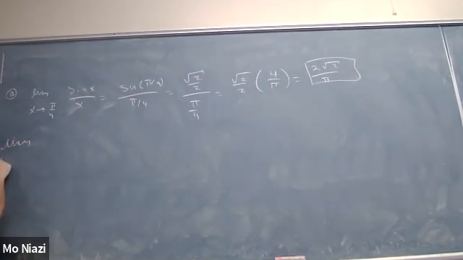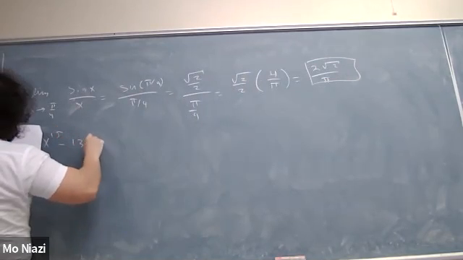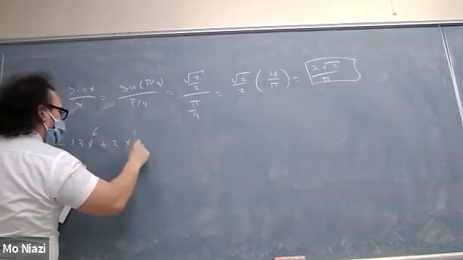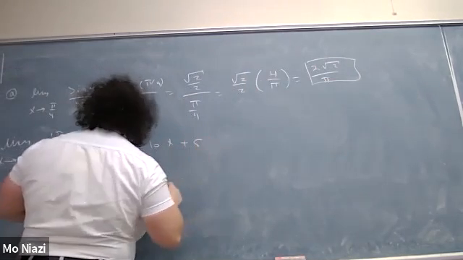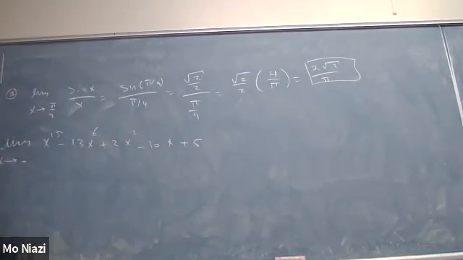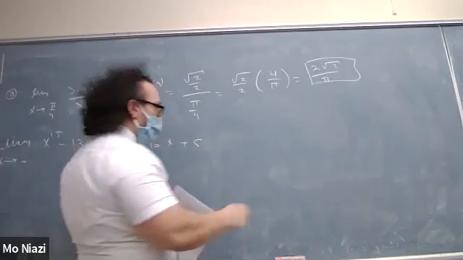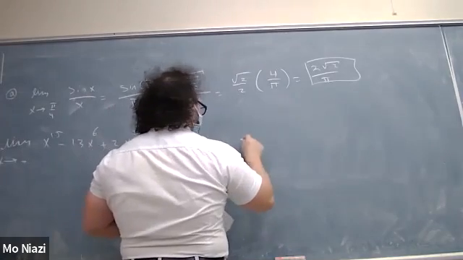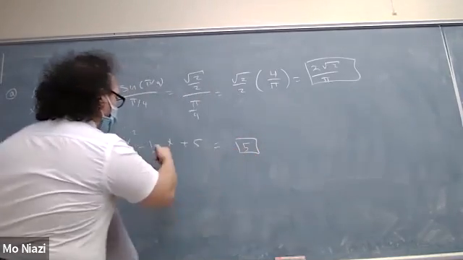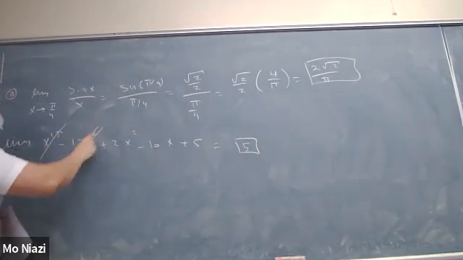Limit as x approaches 0 of x to the 15th minus 13x to the 6th plus 2x squared minus 10x plus 5. This is a polynomial, so it's continuous. So when you take the limit, all you have to do is plug in 0 for all the x's, because you know it's continuous. If you didn't know it was continuous and you tried something else, it would be horrific. So it just reduces to 5, because you plug in a 0 for all the x's, so all these terms go away.